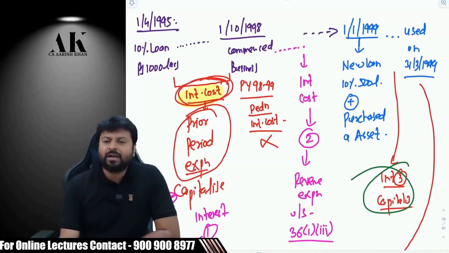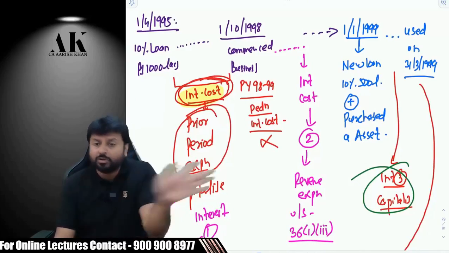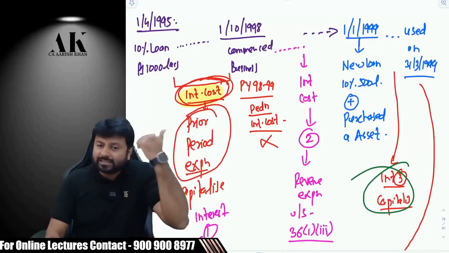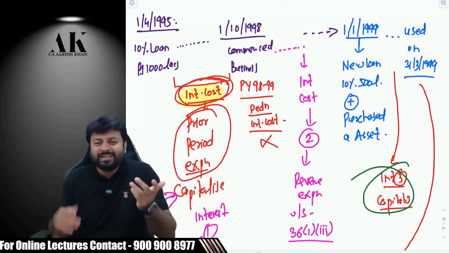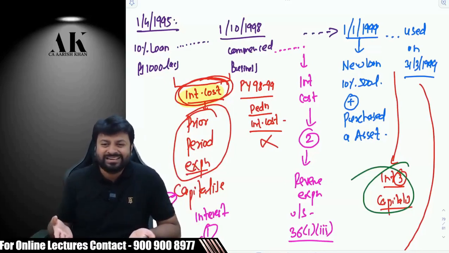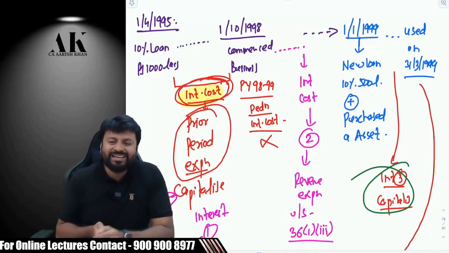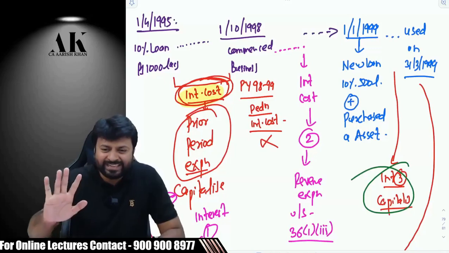Once the business is commenced, what will I do with the interest cost? If I buy another asset in between by taking a loan and I do not put to use the asset, what will I do with the interest cost? Capitalize. Once I put to use the new asset also, what will I do? Ultimately, what is the conclusion? Till the time you don't put to use, and after you put to use, it's as simple as that, right?